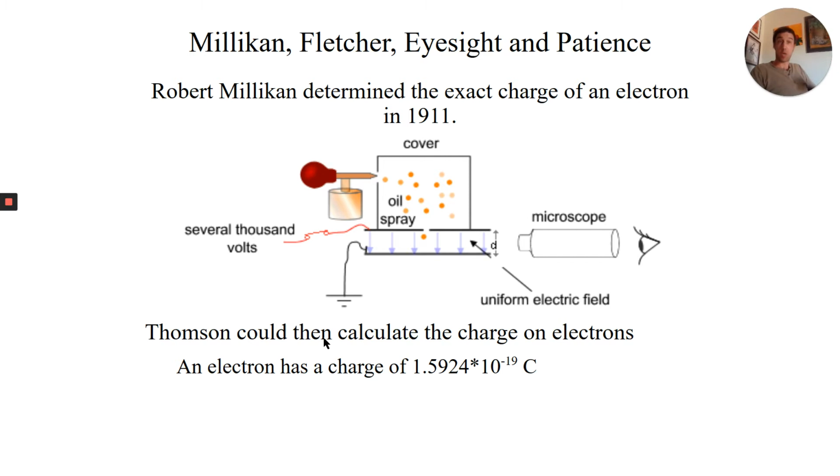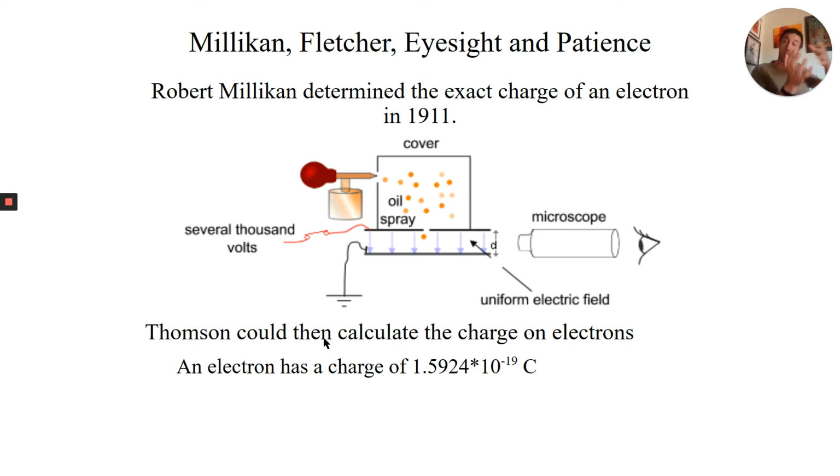Before we continue on with what our textbook has presented, I do want to mention this experiment just because I think it's kind of neat. Robert Millikan was the primary investigator, and Fletcher was the graduate student that was doing the work. Okay? And what Millikan was given credit for was determining the exact charge on one electron. That's kind of cool. So 1911.